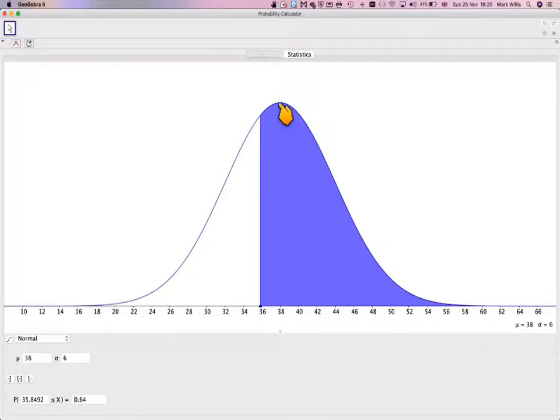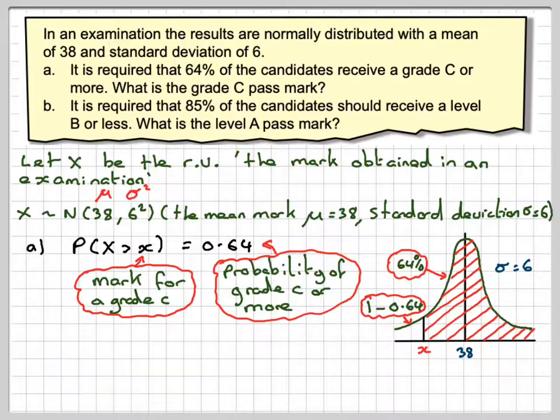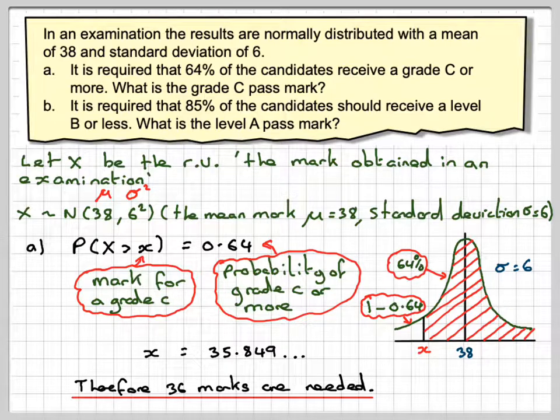An interesting point to remember is that at the mean, the area is 0.5, and then this is going to be more than 0.5, this is going to be less than 0.5, so it helps to draw the graph. So we get an answer of 35.849, which gives, therefore, 36 marks are needed to get a C.